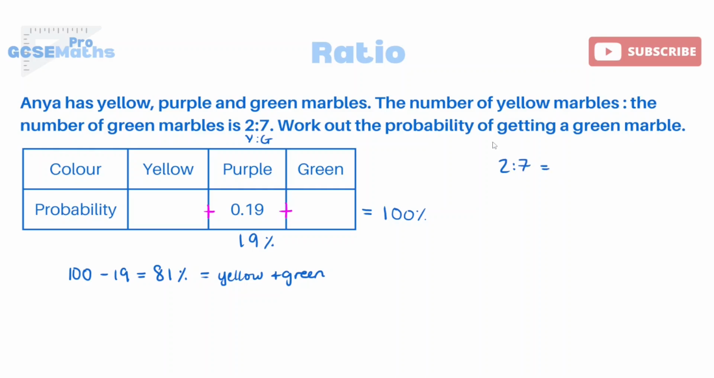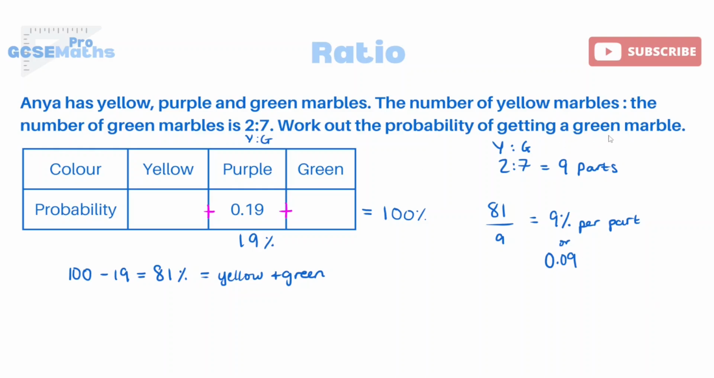So we're going to do the same thing as before, where we add together the ratio. So 2 plus 7 is 9, which means there's 9 parts to my ratio. 81 divided by the number of parts, so 81 divided by 9, is 9. So that means, in this context, 9% per part of my ratio. Or if you did it using a decimal, you should get 0.09 per part.